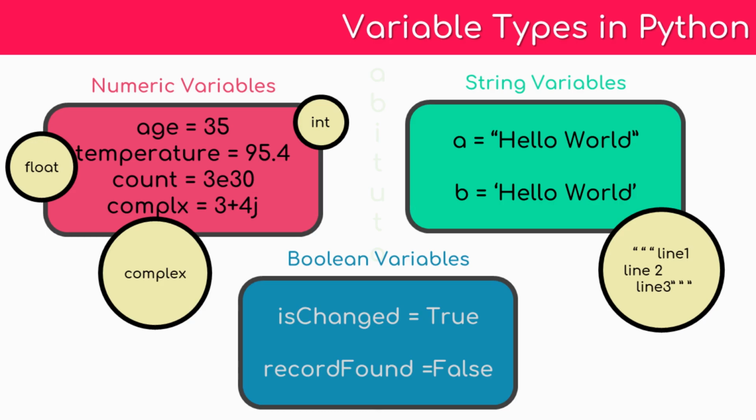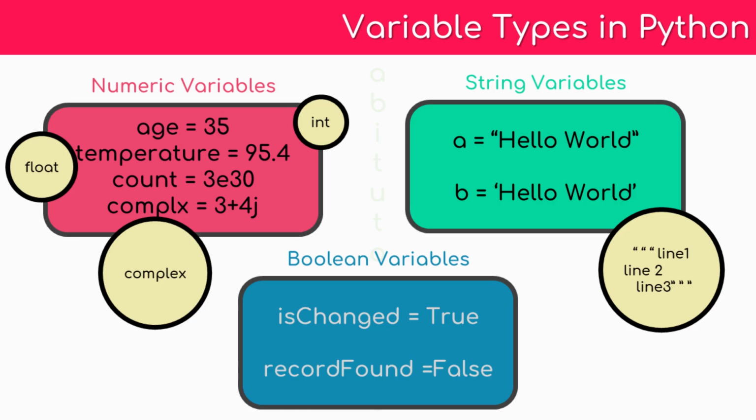Python also supports string variables. String variables in Python are enclosed within either a double quote or a single quote as given in the example here. You can also have multi-line strings in Python. For that, you will have to enclose the string variables within either a triple double quote or a triple single quote. We also have boolean value support in Python. Boolean is a symbol type which will be either true or false.